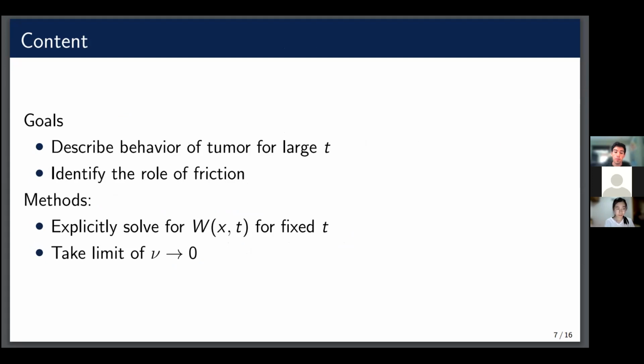In order to do so, we will first explicitly solve for w(x,t) for some fixed time t. This will allow us to work with the model and determine what happens to the tumor's boundary in time. Next, in order to identify the role of friction, our goal will be to remove friction from the system itself by taking a limit as friction goes to 0.